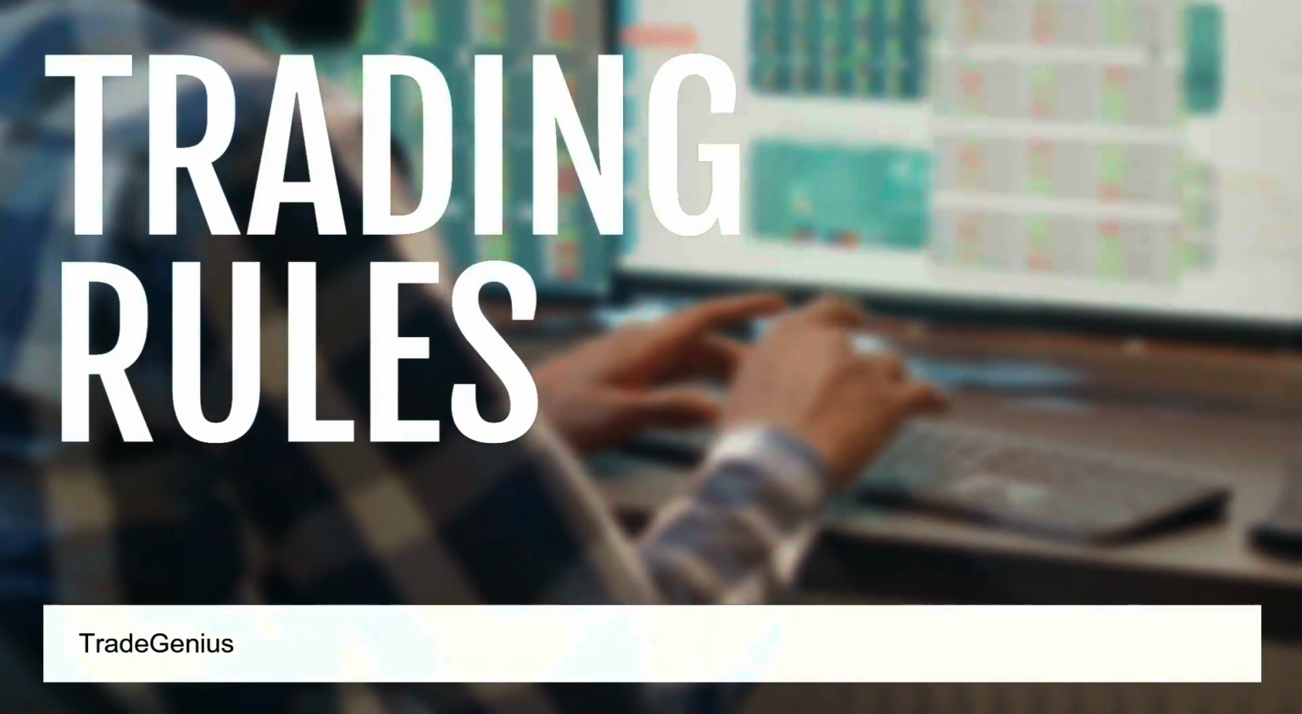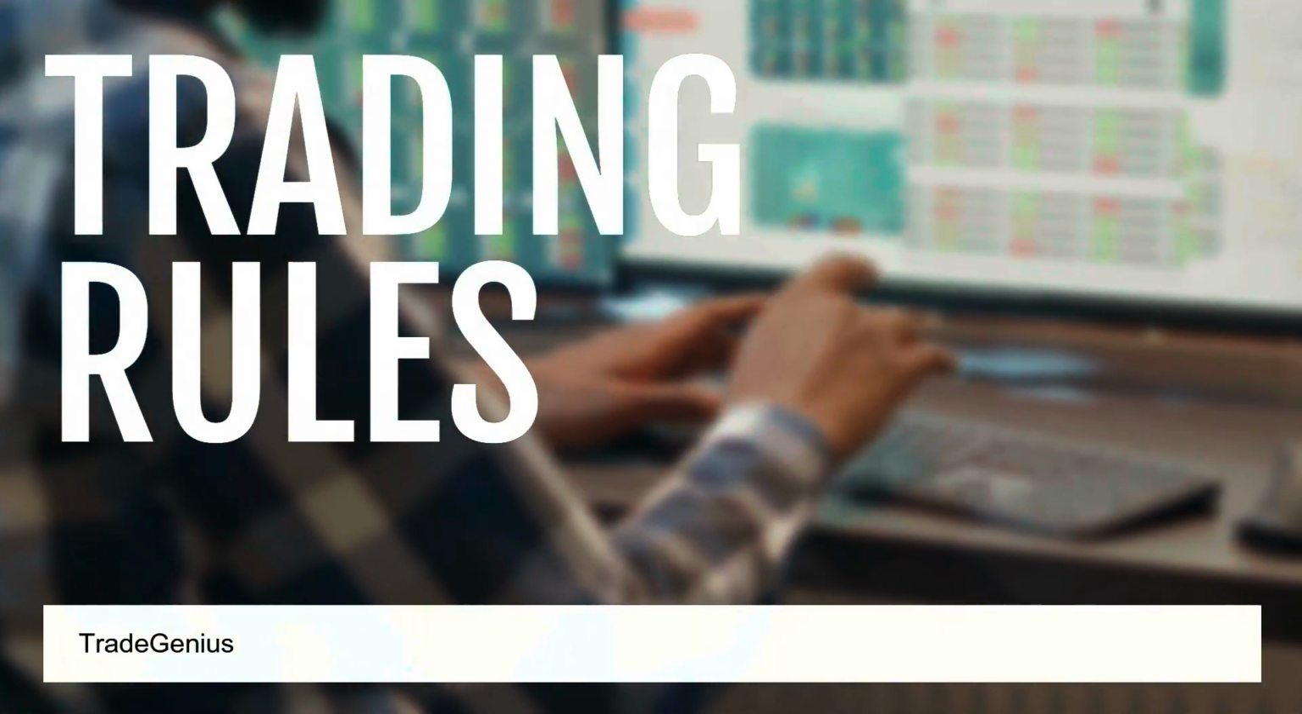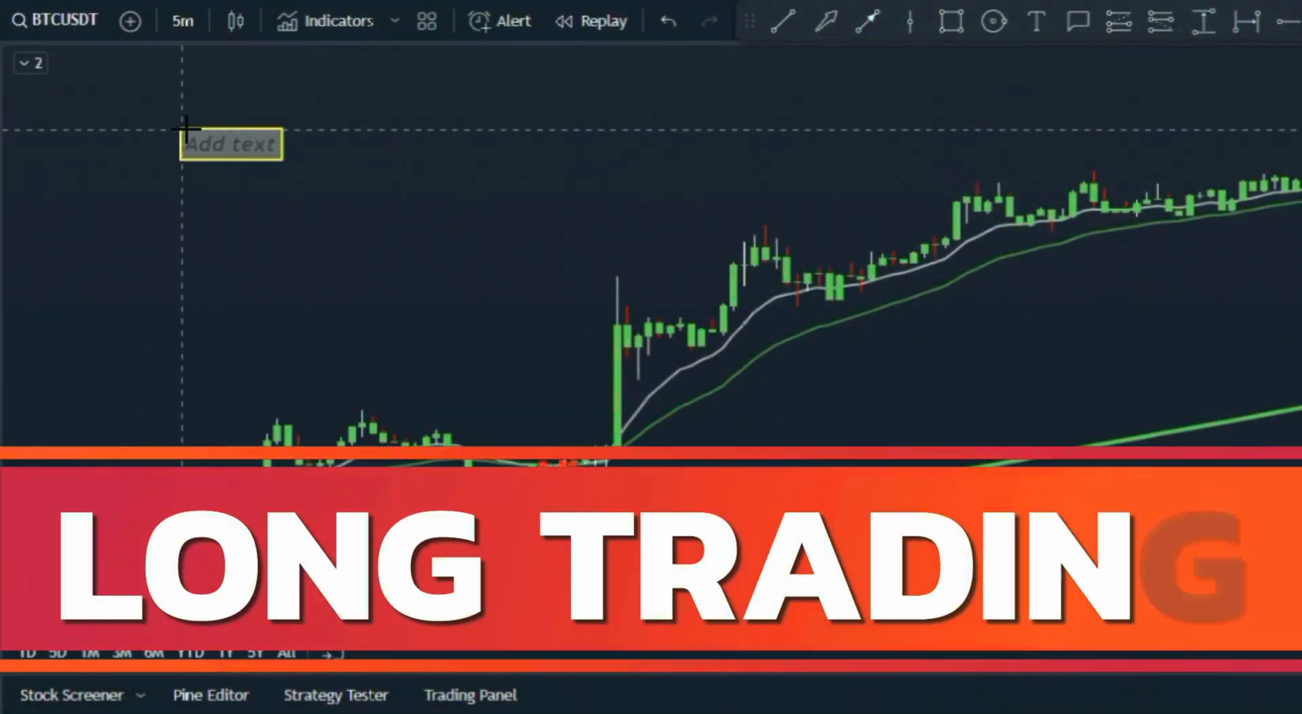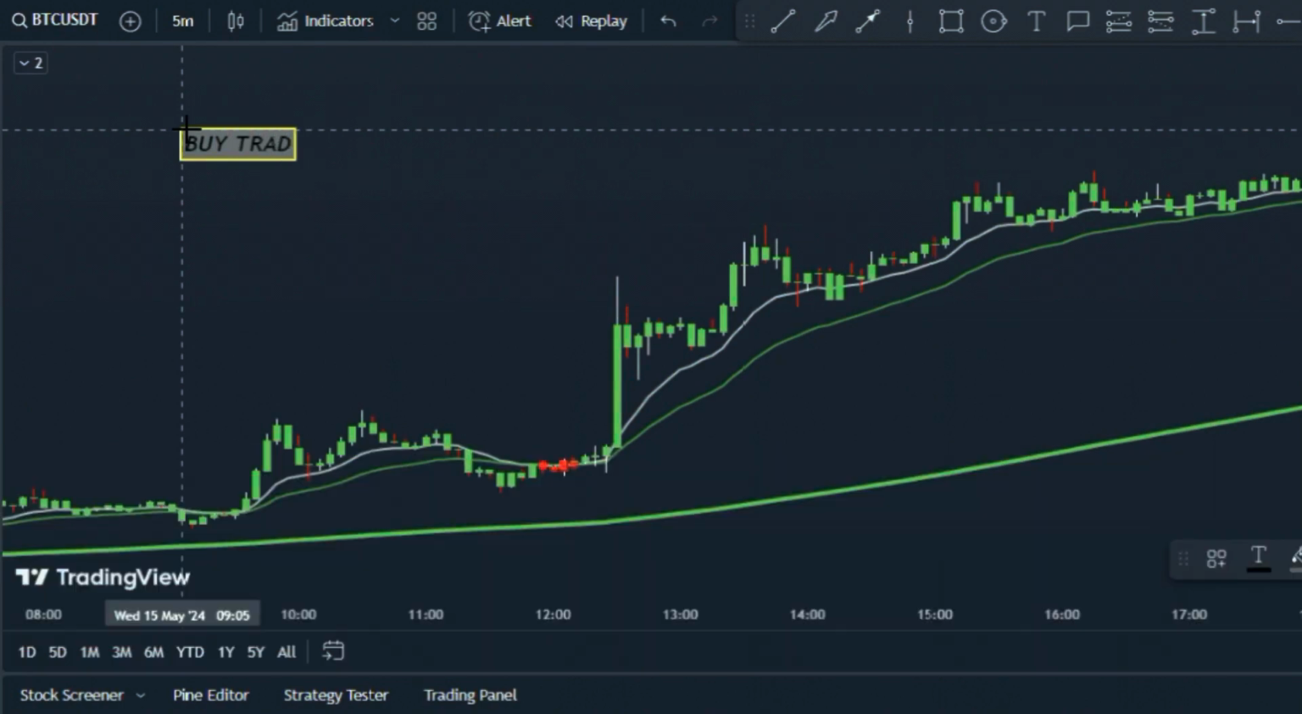So now we have all we need. Let's see what the trading rules are using this powerful free strategy. Let's dive into a straightforward long trading strategy using these powerful free tools. First, keep an eye out for a buy signal indicated by the candles changing color from red to green.